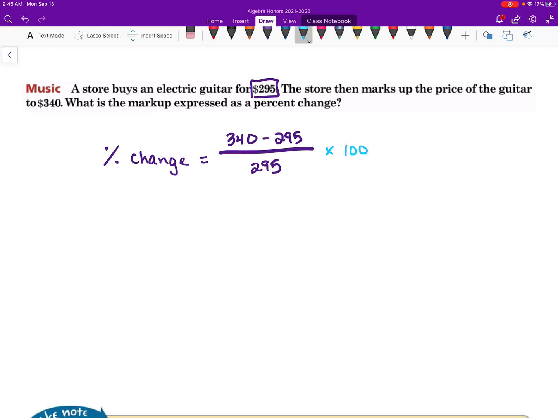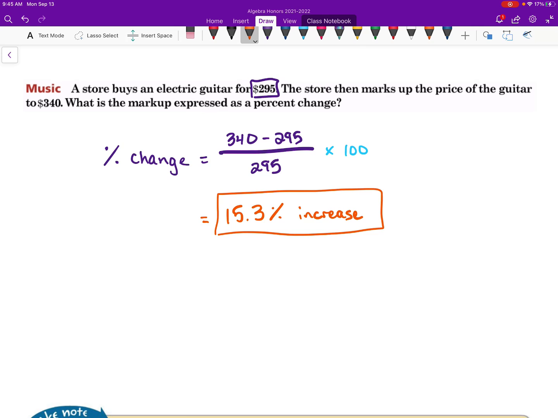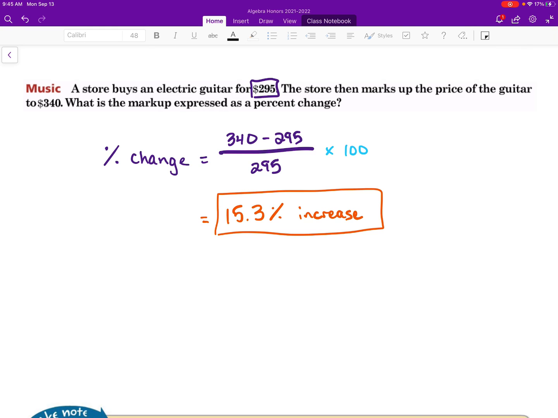So when I punch that in my calculator here, and then multiply by 100 to change that to a percent, and if I round that to the 10th place, I'm going to get 15.3%, and that is this time a percent increase. Okay, so this time our price went up. So they raised the price by 15% in order to make a little bit of money off of that guitar that they bought. So that's kind of how percent of change works.